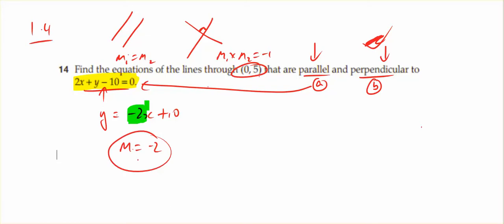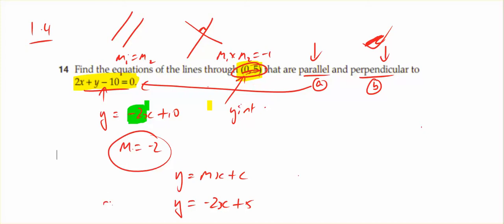So we want a line parallel to this line. Parallel means it has the same gradient as this, but passes through the point (0, 5). What I notice about the point (0, 5) is that it's actually a y-intercept. That's perfect, because we know the equation of a line is given by y equals mx plus c. A parallel line would have the same gradient, so m is -2, and conveniently the y-intercept equals 5, so we just go +5. So y equals -2x plus 5 is a line parallel to this line, and it passes through (0, 5).